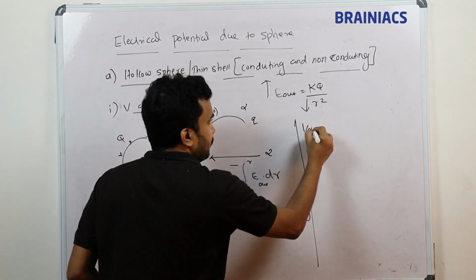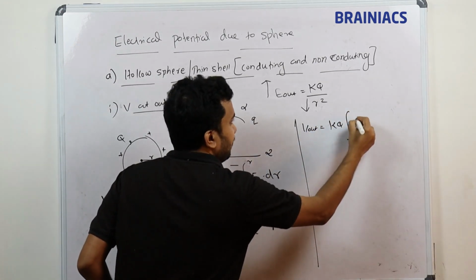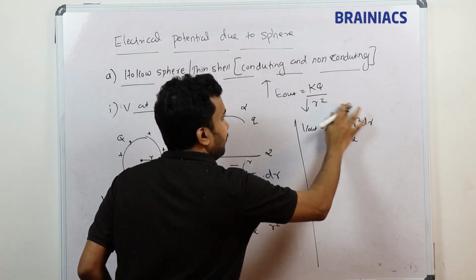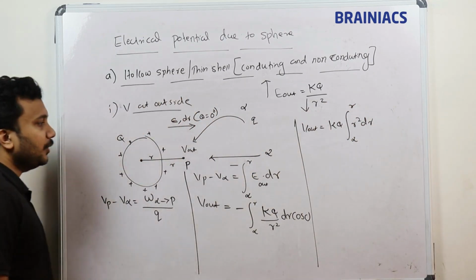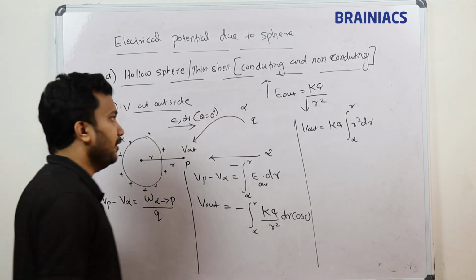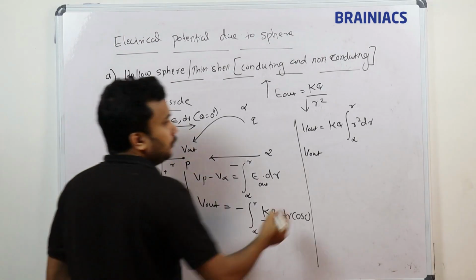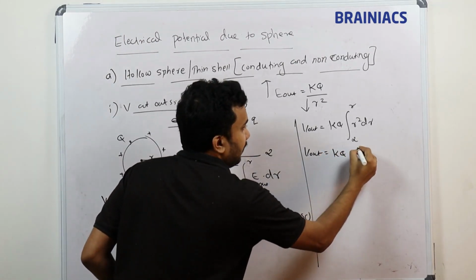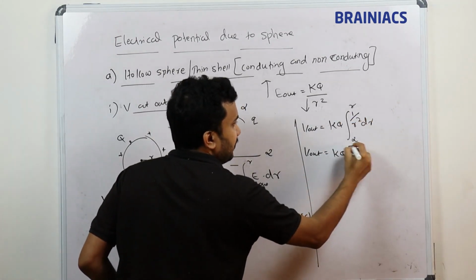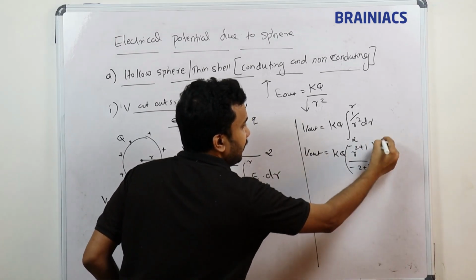So V out is equal to, what are the constant terms? KQ is constant, integral of dr by r square, integration limit from infinity to small letter r. Small letter r is the distance from here. We have to integrate this. So V out will be equal to KQ times the integral of 1 by r square, so r raised to minus 2 plus 1 divided by minus 2 plus 1, integration limit from infinity to r.